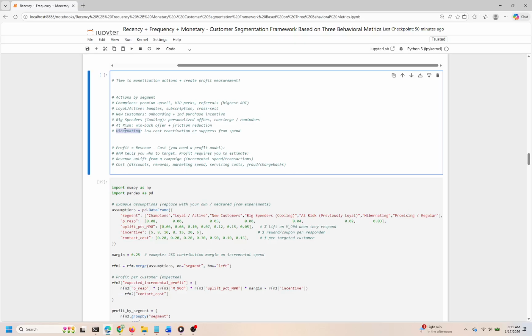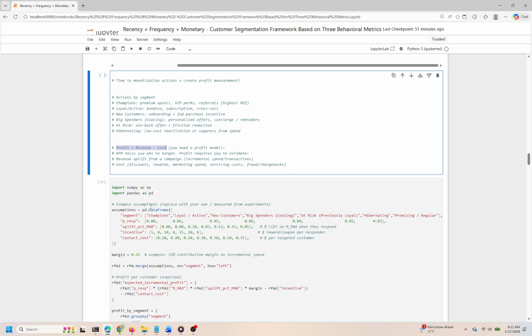It's also crucial to understand the profit model here as we look at revenue and costs. The profit calculation essentially revolves around recognizing that profit equals revenue minus costs. We need to estimate the revenue uplift expected from each campaign, as well as account for various costs associated, including discounts, marketing expenses, and potential losses from fraud.